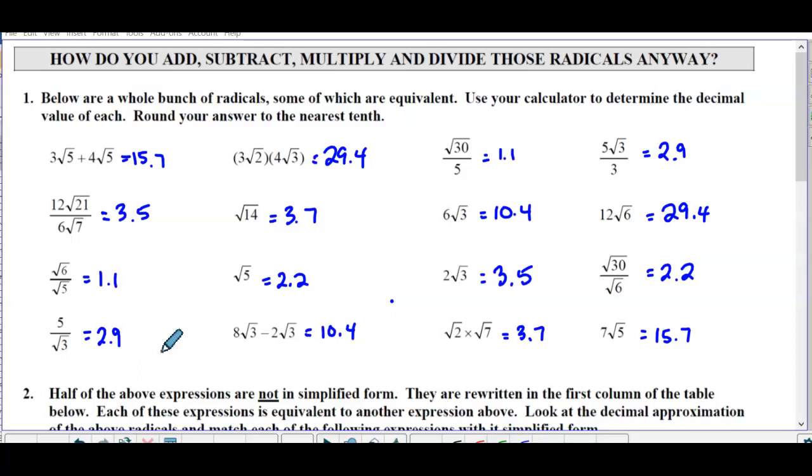Really, I will rarely ever ask you for the decimal form, but this is for comparison purposes. We're trying to see some patterns. So pause, do that, come back, and then take a look at question 2.